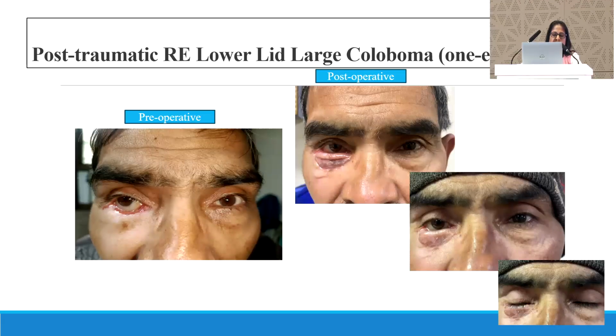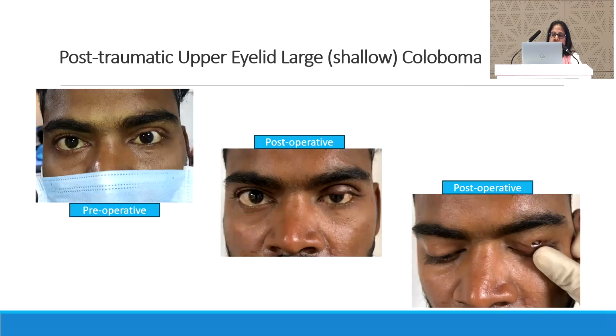And you can see on your right side the early post-op picture, and lower down you can see the late post-op picture, and there was no lagophthalmos. Now, another patient with a shallow, large coloboma, you can see more than 50% coloboma is there. So in this, again, skin cartilage graft was used post-op, but you can see slight flattening in the center part of it.